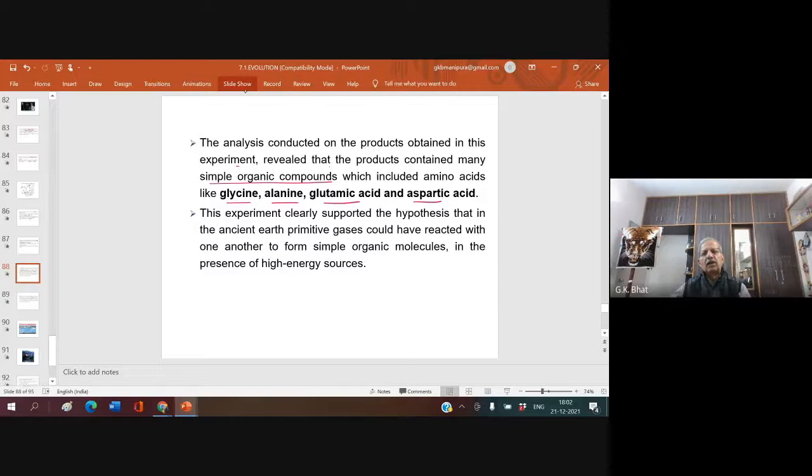This experiment clearly supported the hypothesis that in the ancient Earth, primitive gases could have reacted with one another to form simple organic molecules in the presence of high energy sources. So this is the experimental evidence for the formation of these organic compounds and the transformation of the primitive Earth to that of the present Earth with the oxidized atmosphere, right?